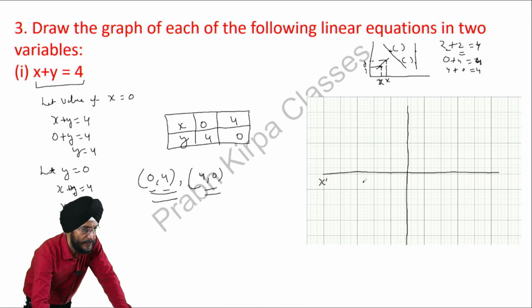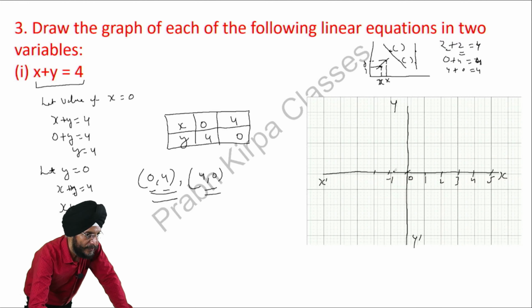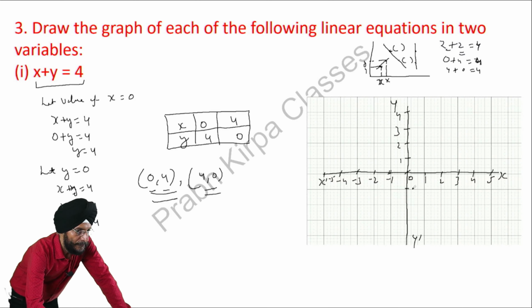Here this is the x-axis, and this is the y-axis. Here the values are 0, 1, 2, 3, 4, 5. Here it is -1, -2, -3, -4, -5. Here it is 1, 2, 3, 4, -1, -2, -3, -4.